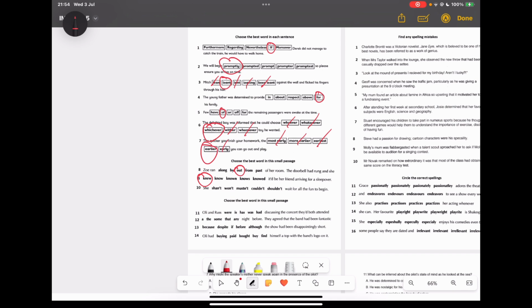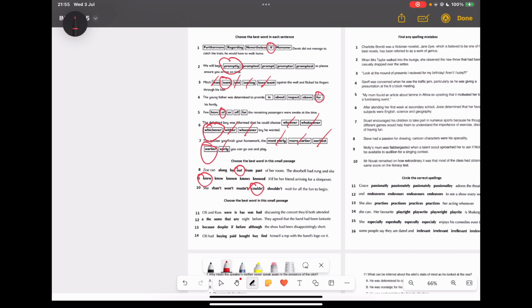She something wait for it all to begin. So she couldn't wait for it to all begin. She couldn't wait for all the fun to begin. So couldn't. Next is 11, so best word for the passage again.